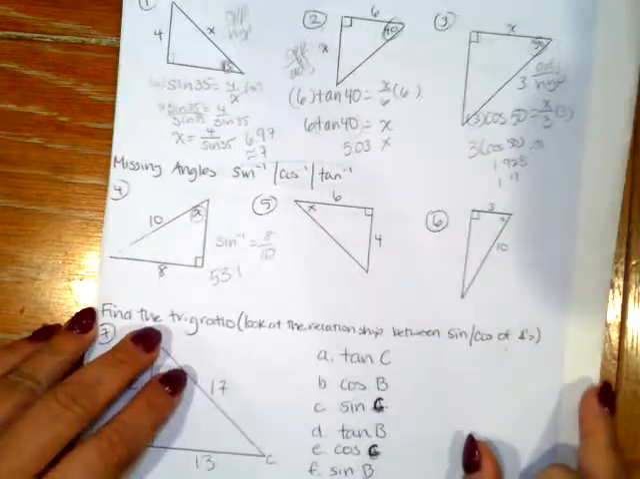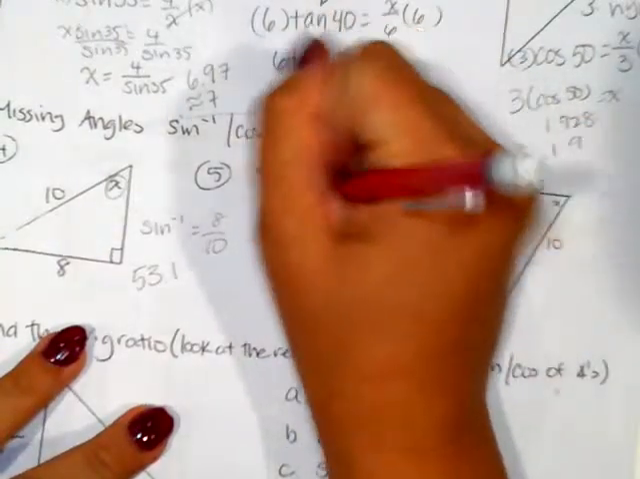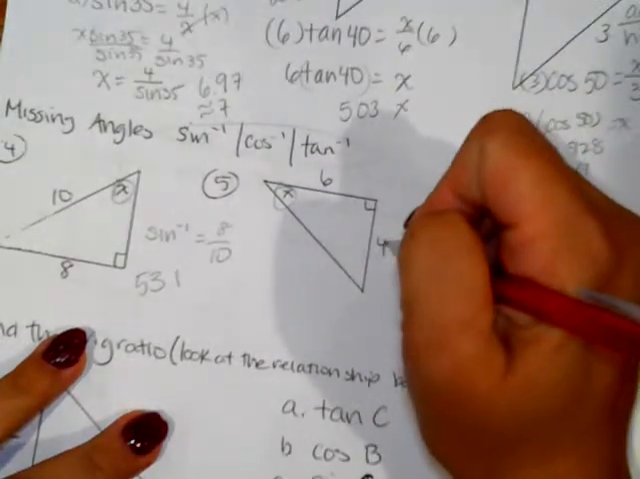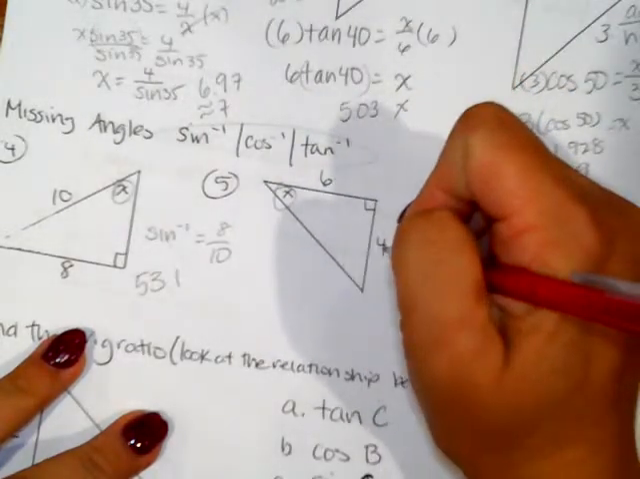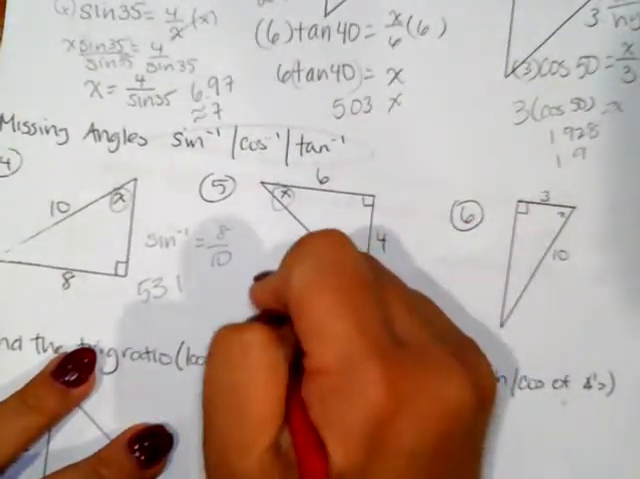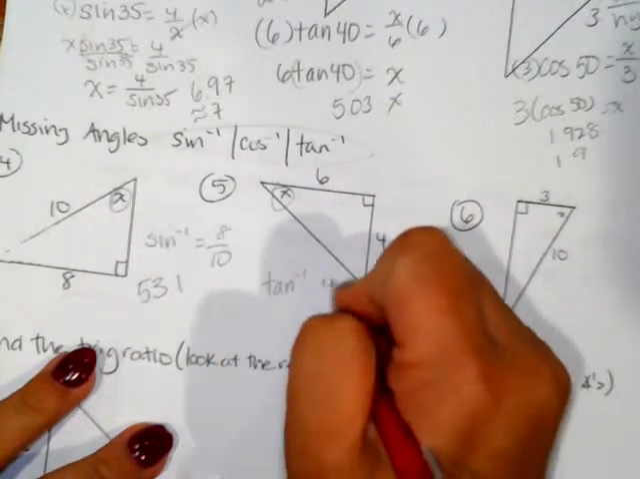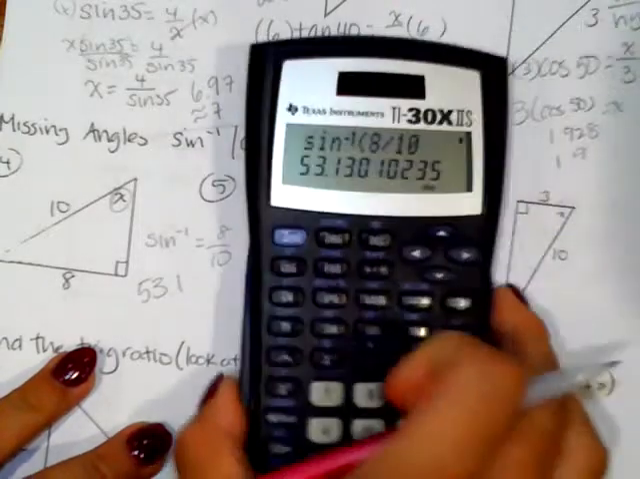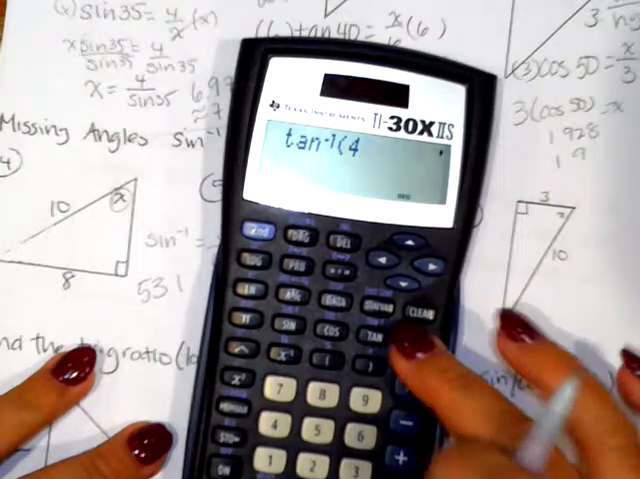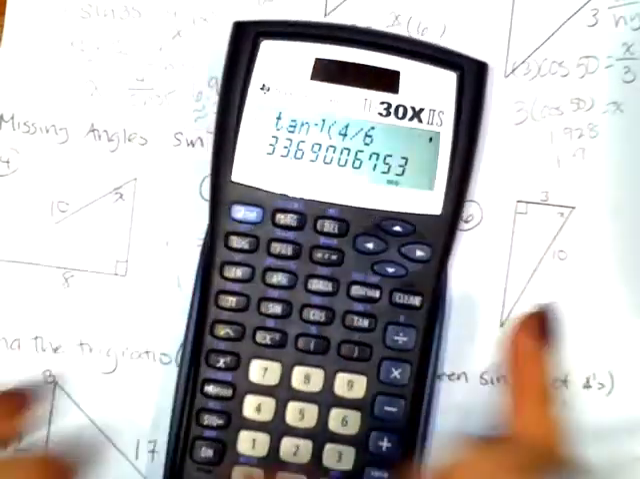All right, this one right here. Let me zoom in a little bit more for you guys. Here's my hypotenuse. I'm not given anything with my hypotenuse, so I have opposite over adjacent. That's tangent. Again, I'm looking for an angle, so it's inverse tangent. So inverse tangent equals opposite over adjacent, 4 over 6. Same deal in your calculator. Inverse tangent, 4 divided by 6, which gives me 33.69.